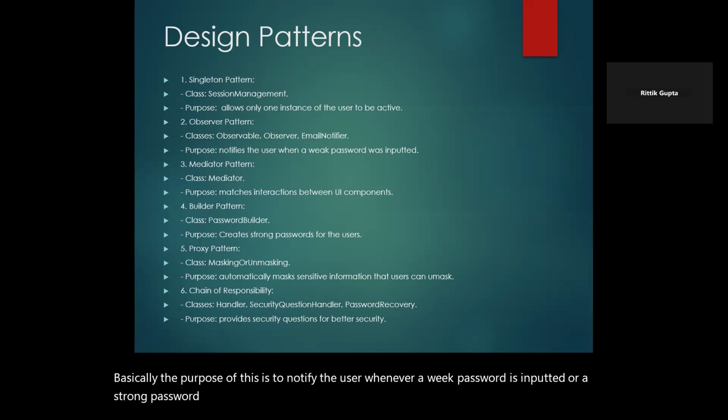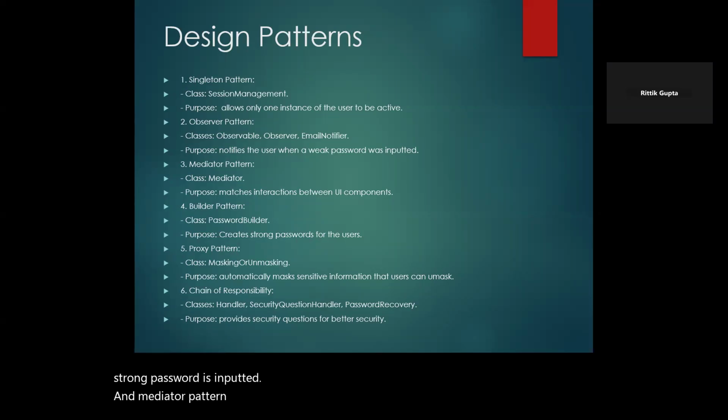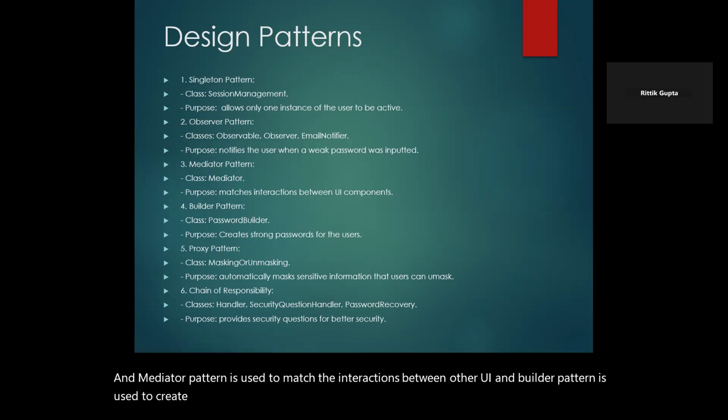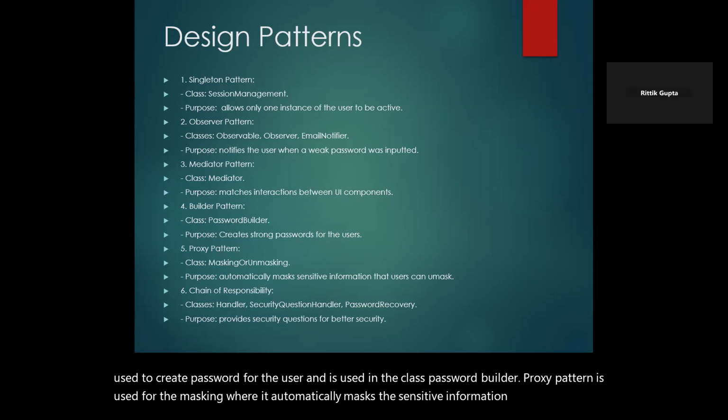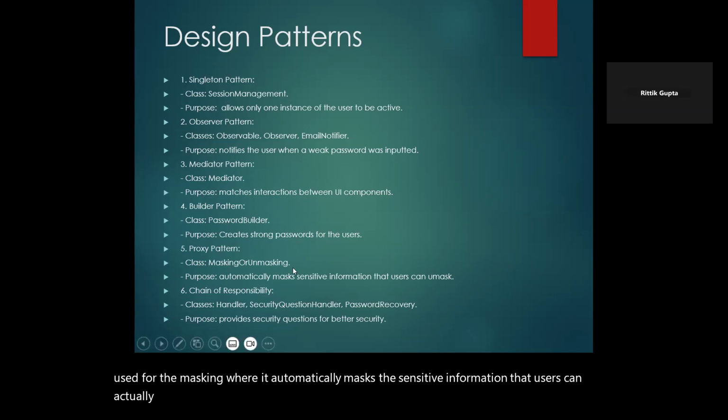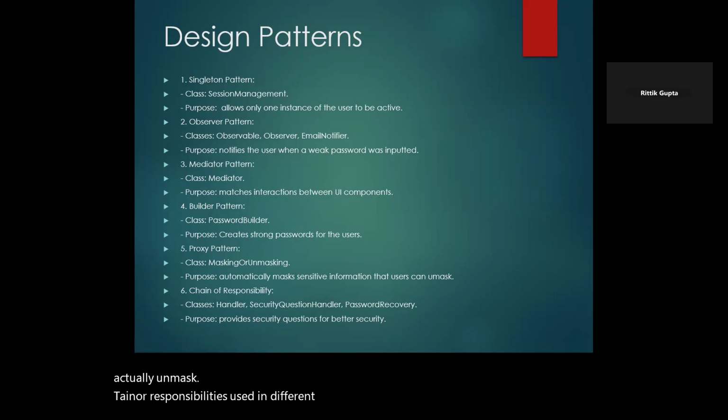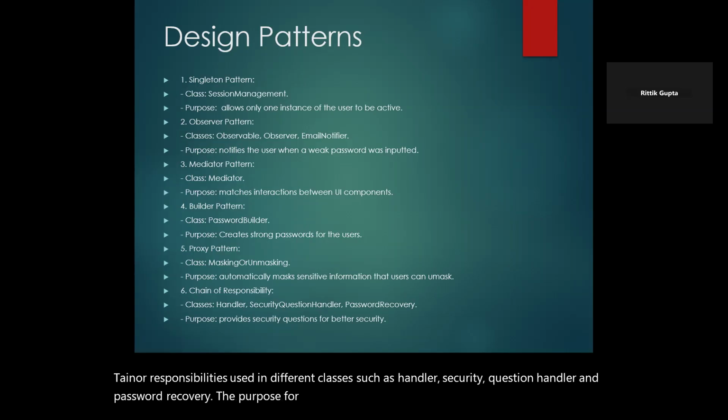And the mediator pattern is used to manage the interactions between the UI. The builder pattern is used to create passwords for the user, and it's used in the class password builder. The proxy pattern is used for the masking, where it automatically masks the sensitive information that users can actually unmask. Chain of responsibility is used in different classes such as handler, security question handler, and password recovery. The purpose of that is to provide security questions for better security. These are the first three questions we saw after we tried to log in.